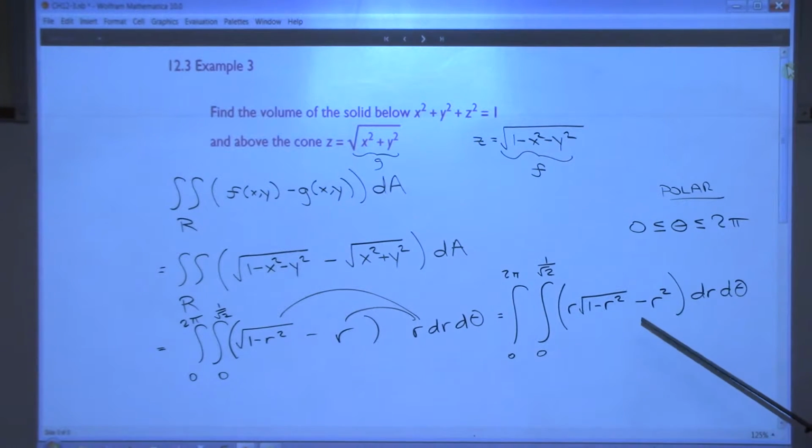And we should be able to integrate this pretty easily. This one right here, basic u-sub. Let 1 minus r squared be u. The derivative of it's out there, kind of. This one, 1/3 r cubed. You're in business.